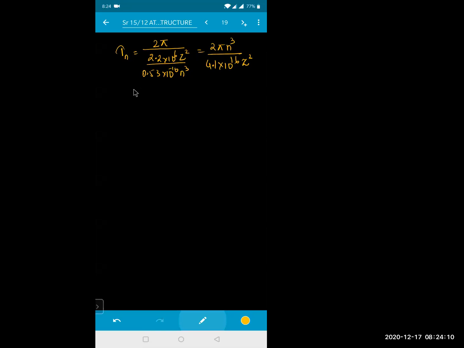So now calculate the value for the second orbit. So n will be equal to 2. So this is 2 pi into 2 cube divided by 4.1 into 10 to the power of 16 into Z equals 1. If you simplify it, you will get the answer. Pi value approximately we can take as 3.14. So 2 cube is 8 into 2 divided by 4.1. 4.1 you can take as 4 approximately and simplify it. You will get 12.25 into 10 to the power of minus 16 seconds. So this will be your time period.